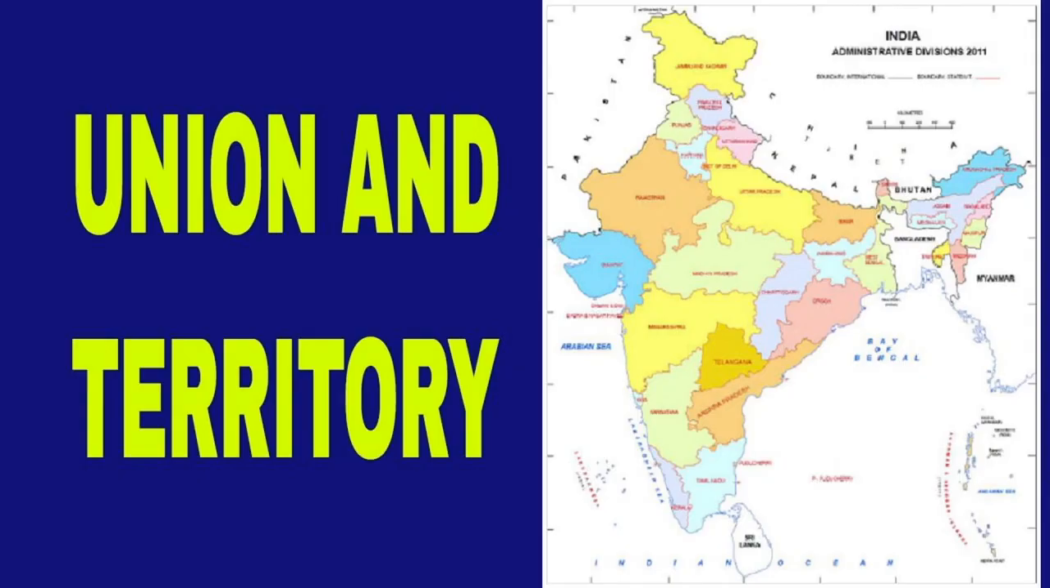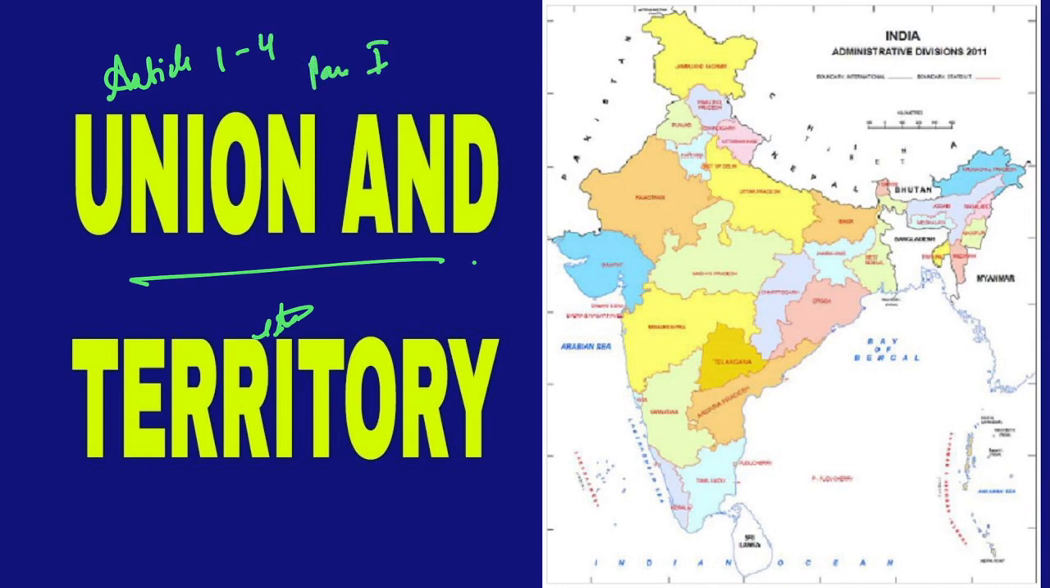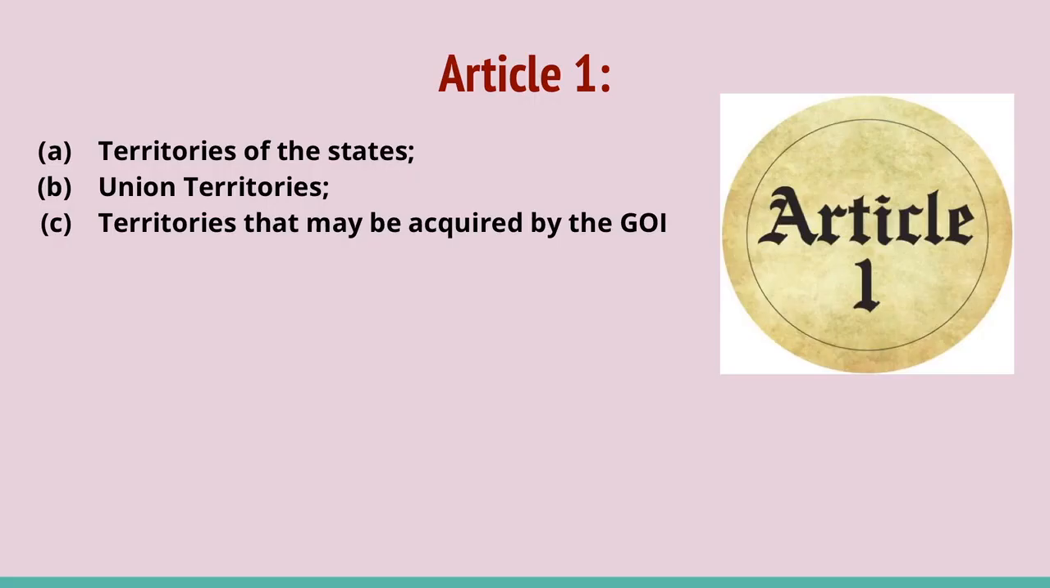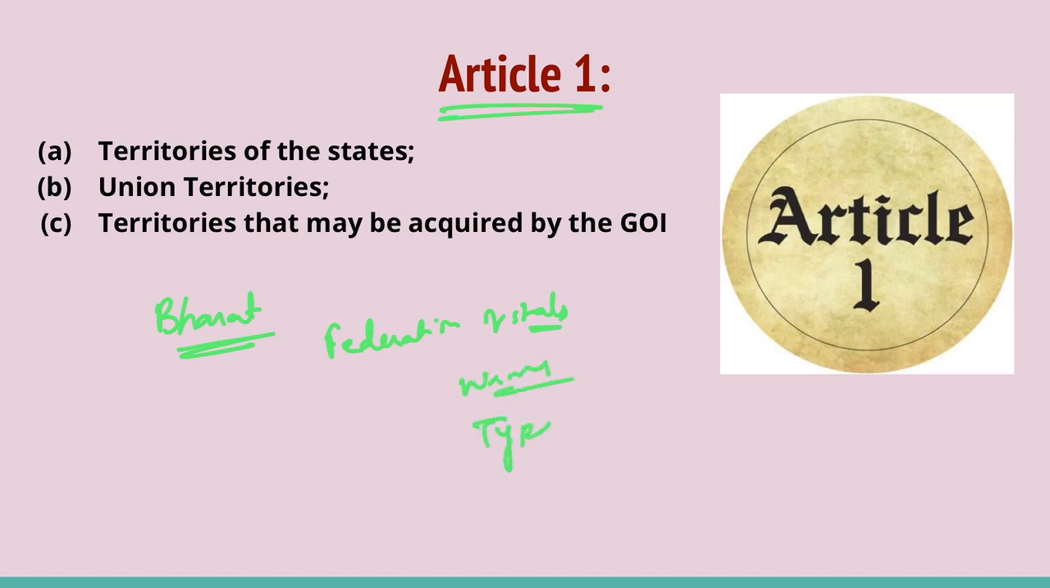In this session, we are discussing Union and its territories. Articles 1 to 4 under Part 1 of the Constitution deal with Union and its territories. Union of States: Article 1 describes Bharat as a Union of States rather than a Federation of States. This provision deals with two things: one is the name of the country and the other is the type of the polity.